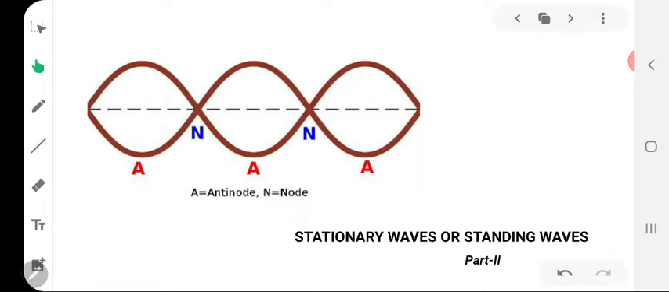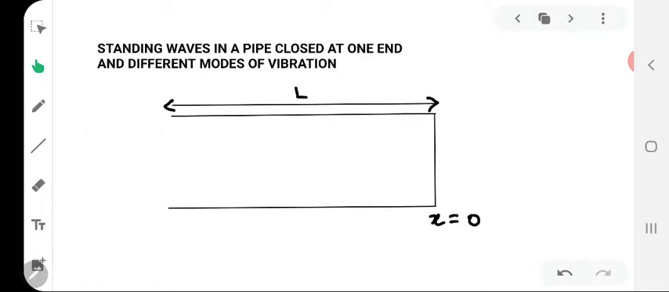Now this time we will be considering the formation of standing waves in a pipe closed at one end and discuss the different modes of vibration. So as you can see right now on the screen, we shall consider a pipe open at the left end and closed at the right end. Let us regard the right end, that is the closed end of the pipe, as the origin, that is x equal to 0.